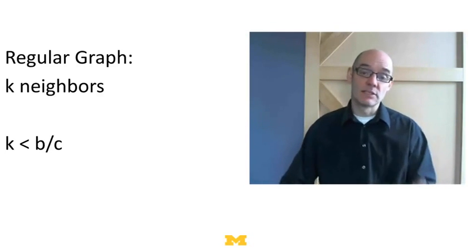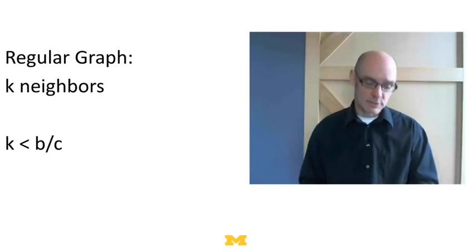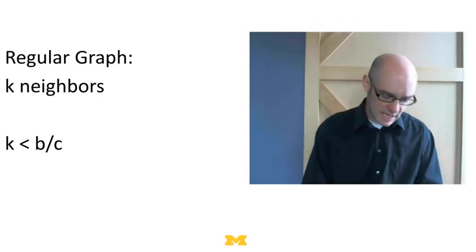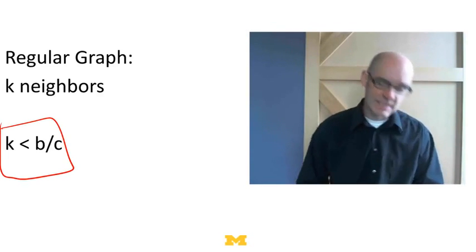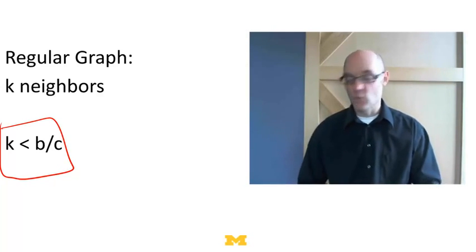What I'm going to do is consider just a very regular graph. Remember, we had all these different types of networks. A regular graph is one where everybody has the same number of neighbors. What we're going to see is if each person has k neighbors, if k is less than b over c, we're seeing that same ratio again, then what we're likely to get is cooperation.